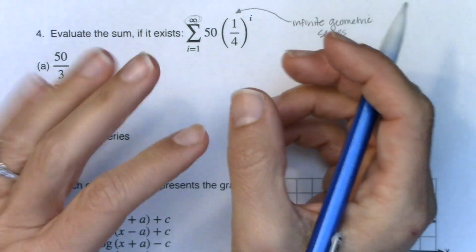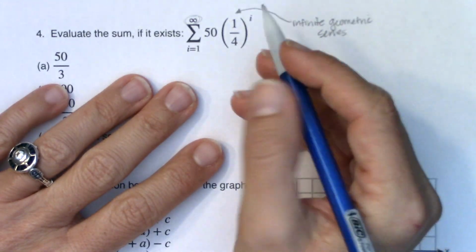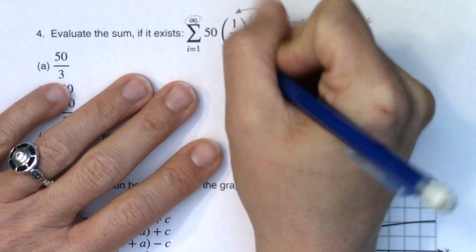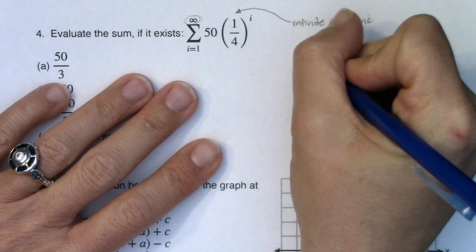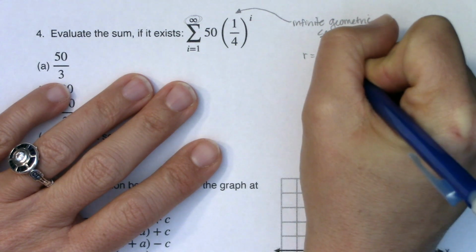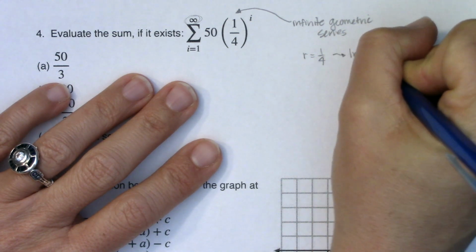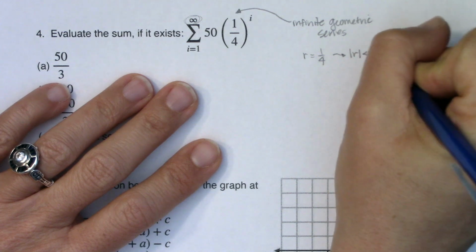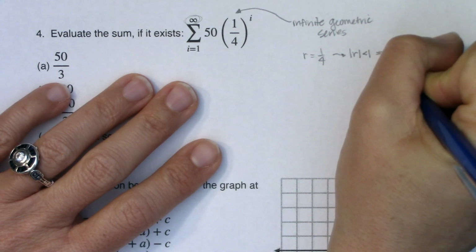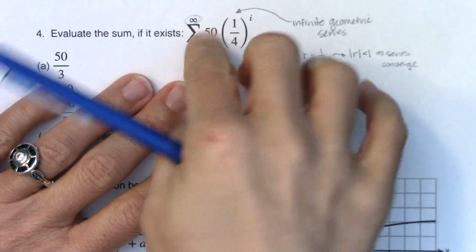And the way we determine that is we look at the R value, the ratio value. And in this particular case, we can see that 1/4 is the fraction that's the multiplier. So our ratio here is 1/4. And the rule we have is if the absolute value of R is less than 1, then our series will converge. And when I say my series will converge, it means that this giant infinite sum will ultimately be a number.